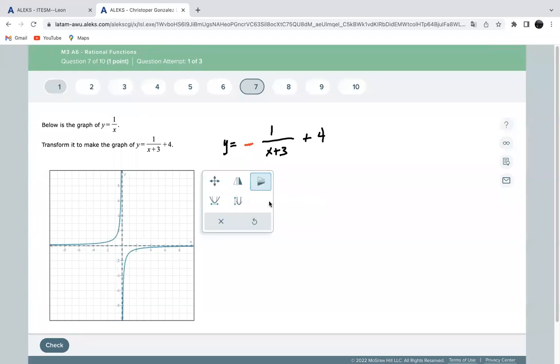So let's start by reflecting the function. Once you have the reflection, now you proceed with the shifting. So you click anywhere, and that's 3 units to the left and 4 units up. So remember, reflection first, everything else later. And once you have the reflection, everything is pretty straightforward.